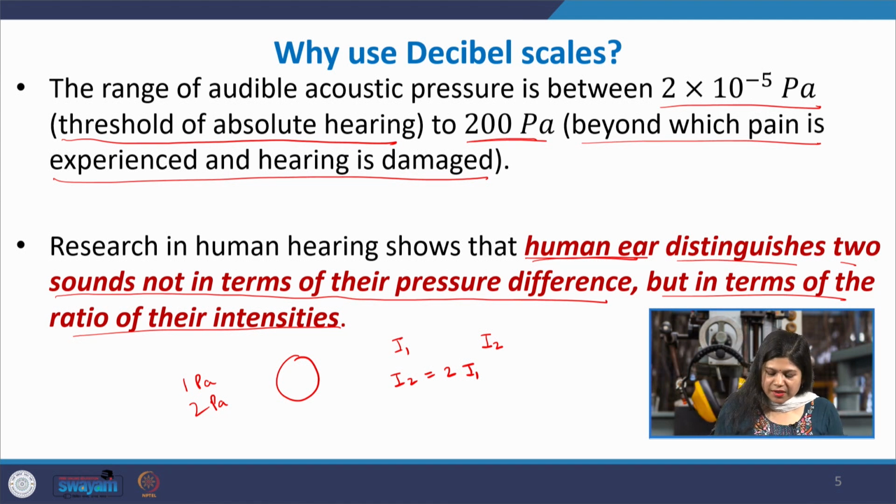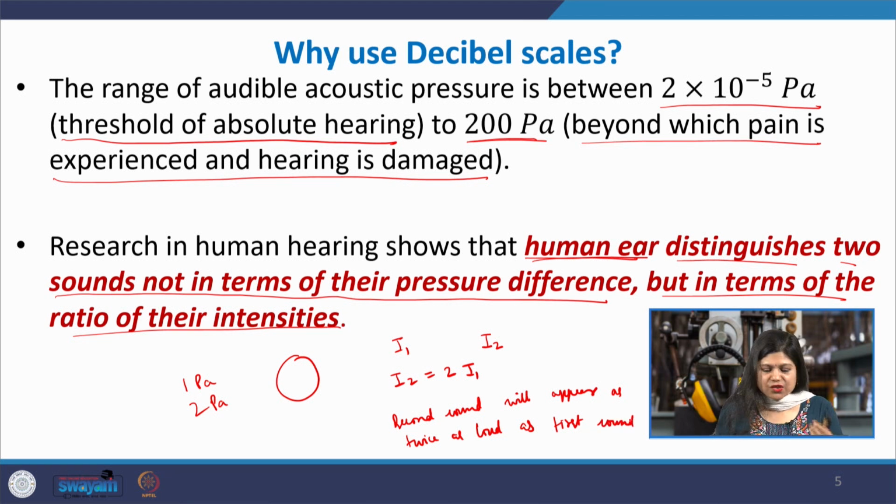Then to a human ear, the second sound will appear as twice as loud as the first sound. So, here the pressure has not doubled, but rather it is the intensity. So, the human ear can actually distinguish between the ratios of intensities and not the pressures in a linear scale.